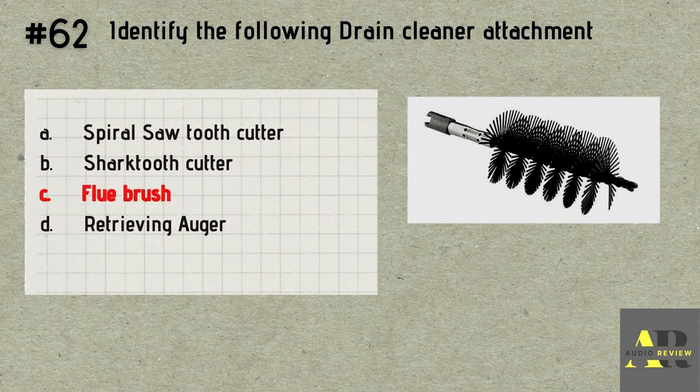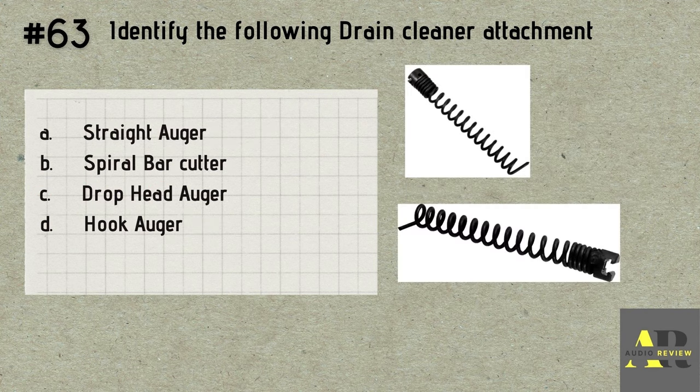Flue brush. A drain cleaner attachment used for finish cleaning required of boiler tubes and heat exchangers. Flue brush. Question 63. Identify the following drain cleaner attachment. Is it A. Straight auger? B. Spiral bar?